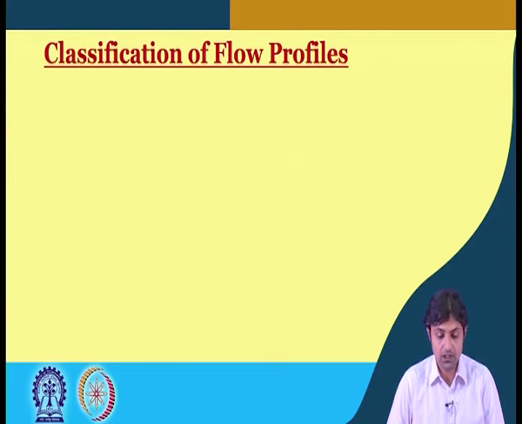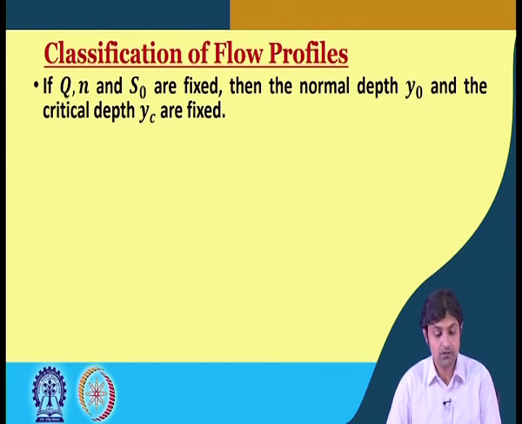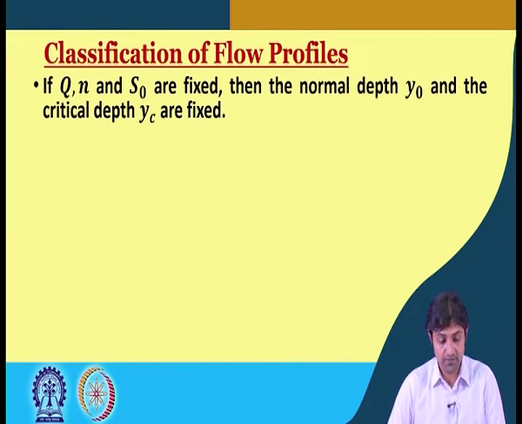Now, the classification of flow profiles. What are the flow profiles in gradually varied flow? If the flow rate Q, Manning's number n and S naught are fixed, then the normal depth Y naught and the critical depth Y c are also fixed. You understand this?